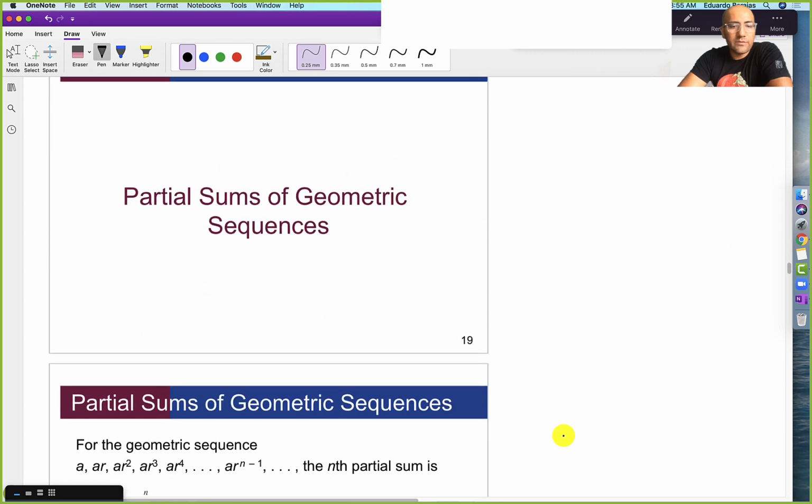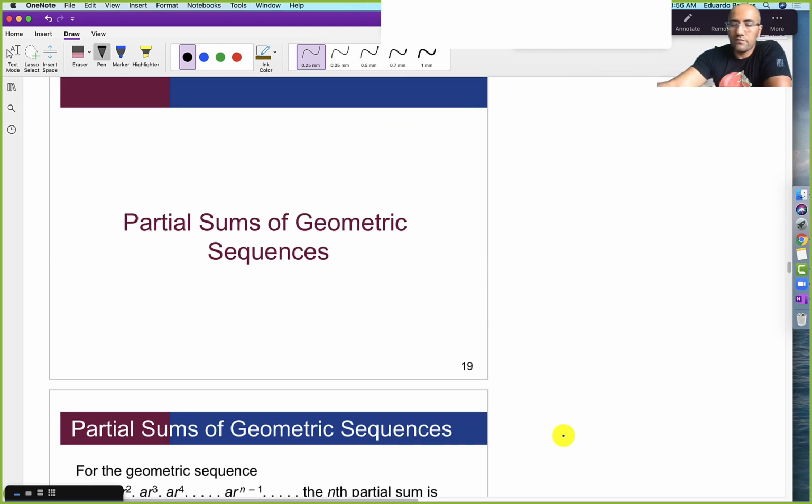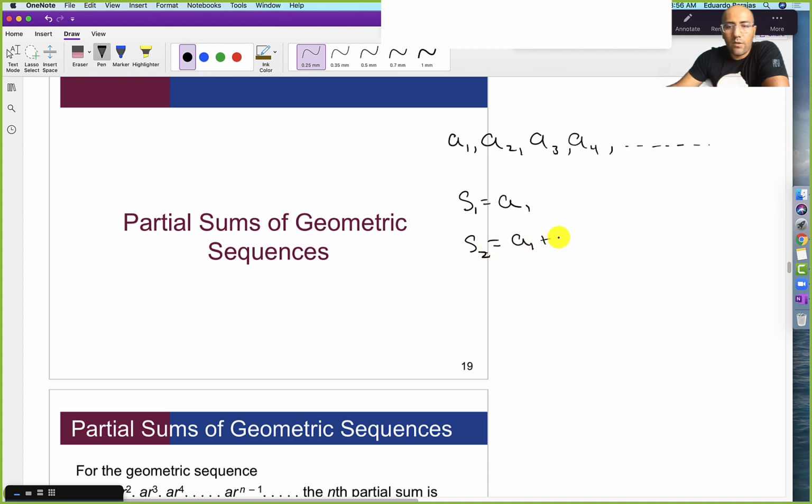Partial sums of geometric sequences. So remember that partial sums were defined as a new sequence where s sub 1 equals a1. So given some sequence, a1, a2, a3, a4, dot, dot, dot, then a new sequence is described in the following way. s1 equals a1, s2, the second one on this new list, is equal to a1 plus a2, s3 is equal to a1 plus a2 plus a3, right? The sum of the first three.